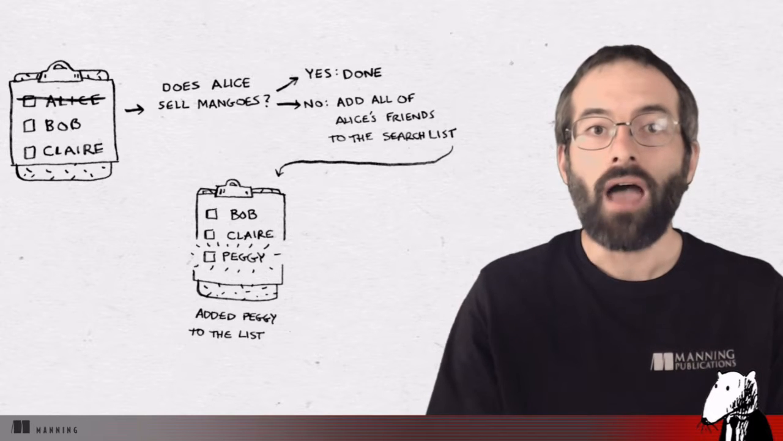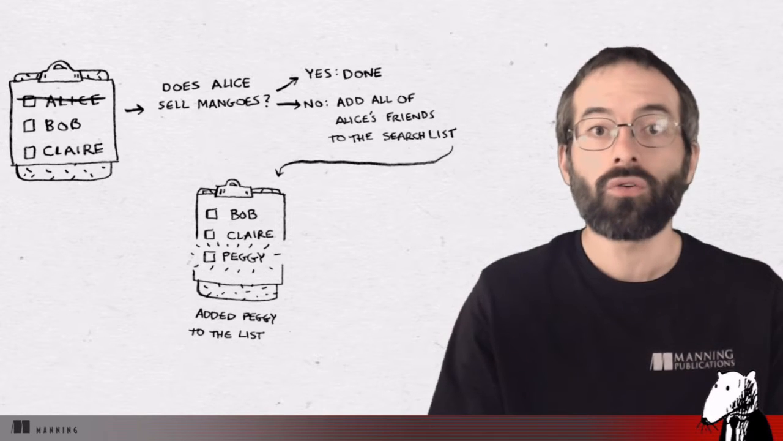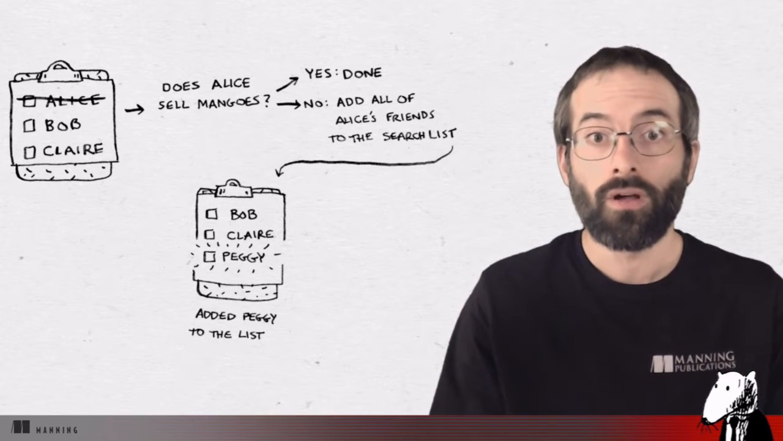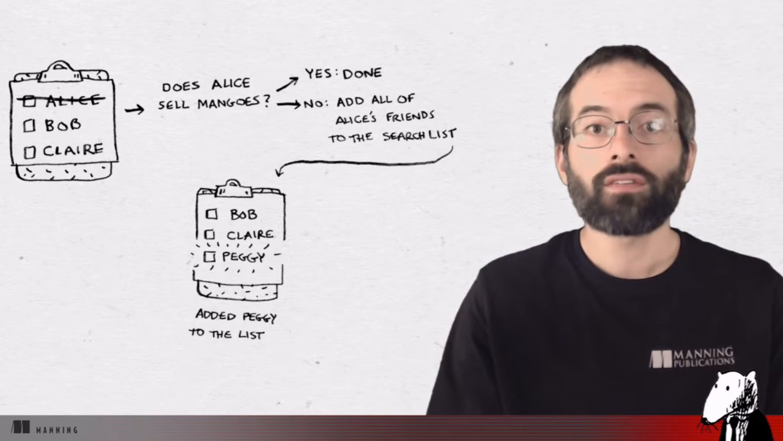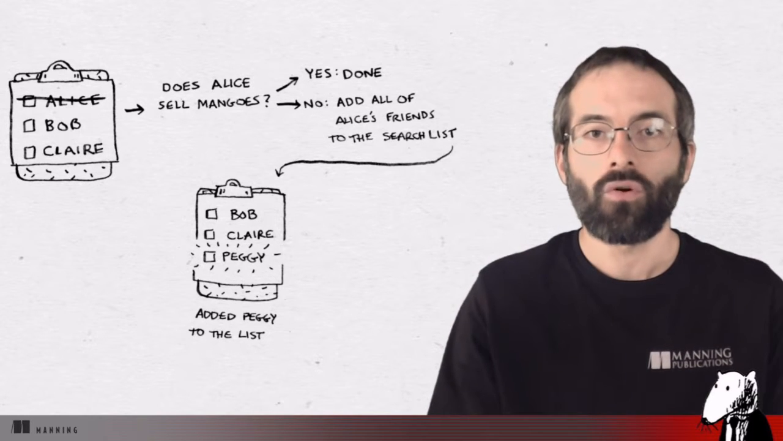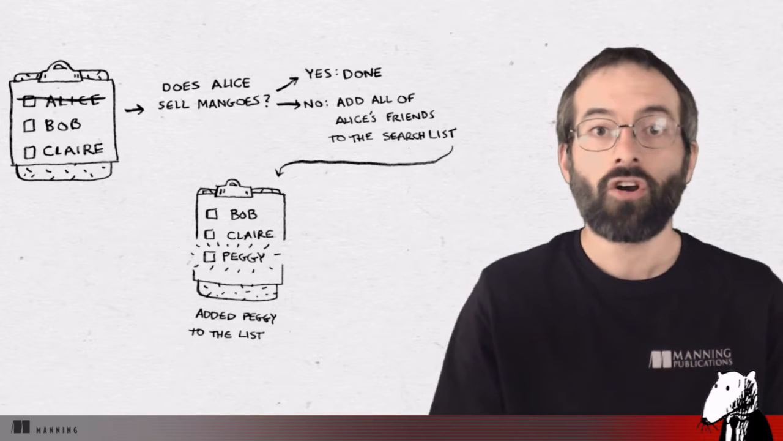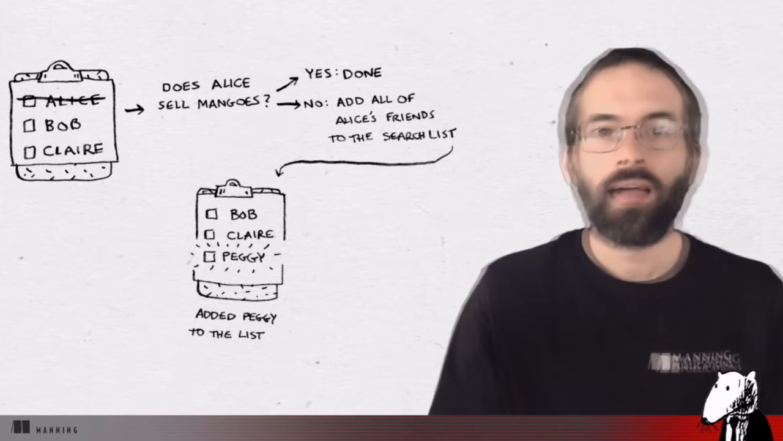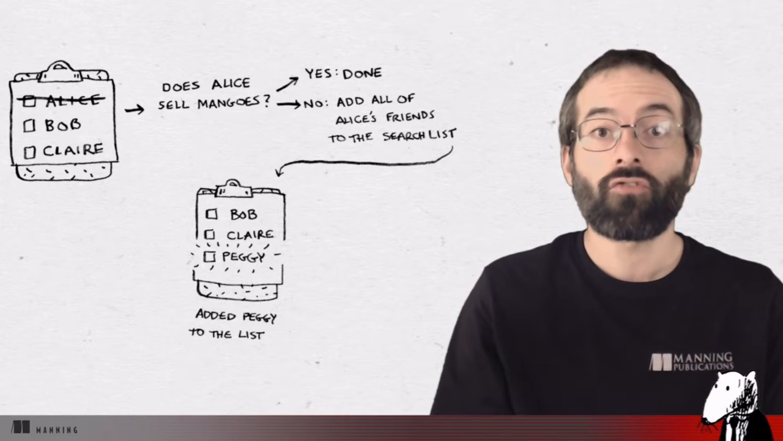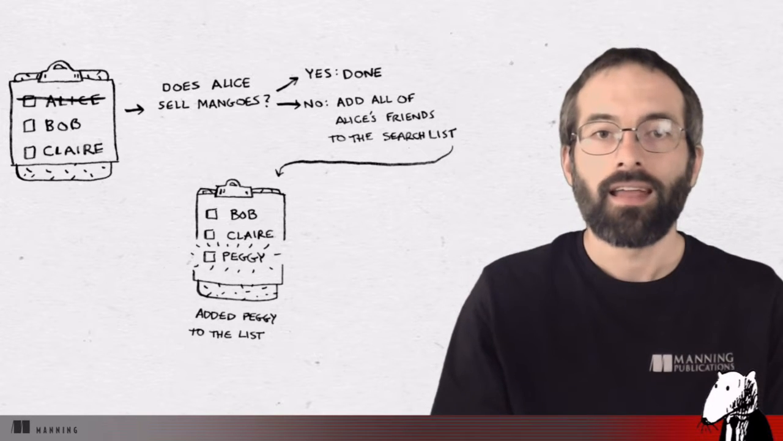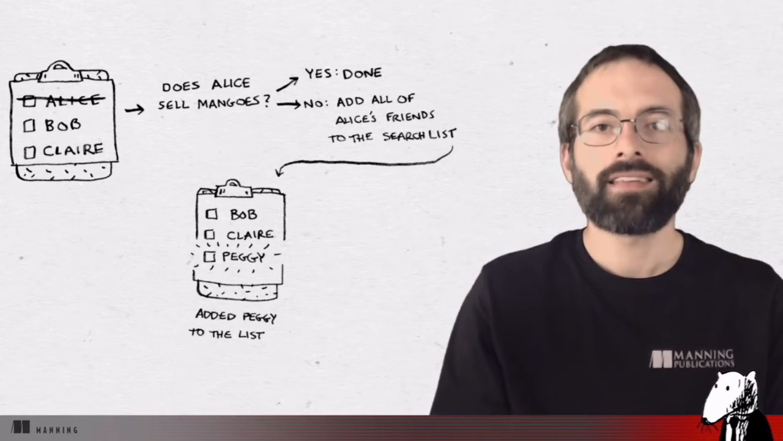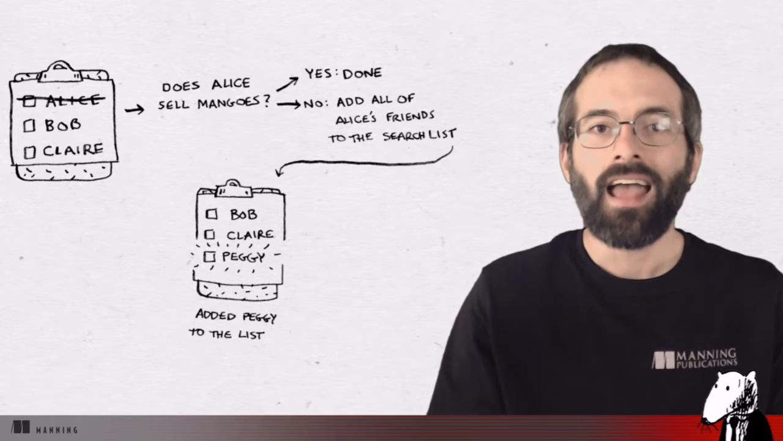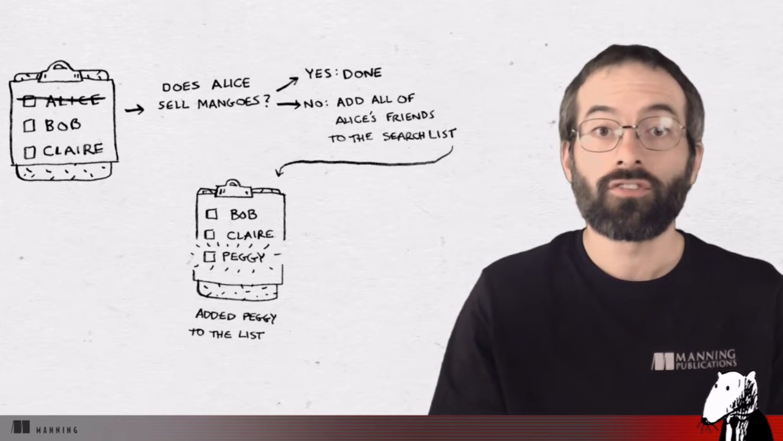This way, you not only search your friends, but you search their friends too. Remember, the goal is to find one mango seller in your network. So if Alice isn't a mango seller, you add her friends to the list too. That means you'll eventually search her friends, and then their friends, and so on. With this algorithm, you'll search your entire network until you come across a mango seller. This algorithm is breadth-first search.